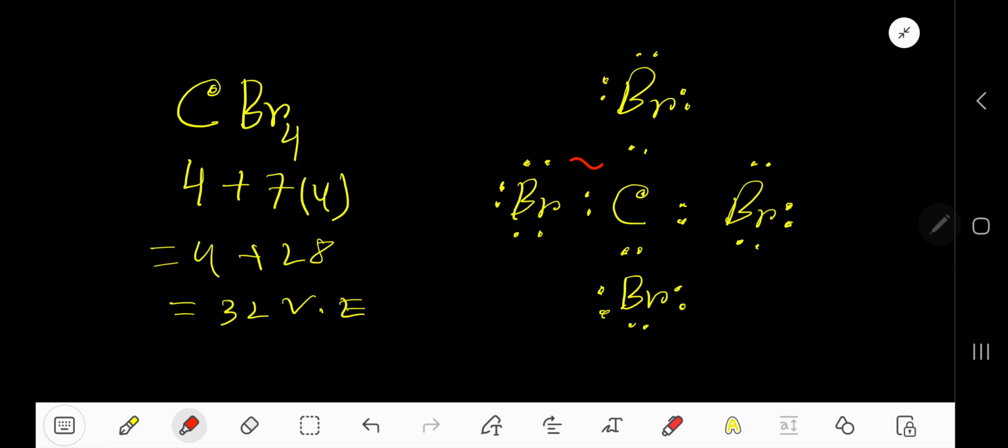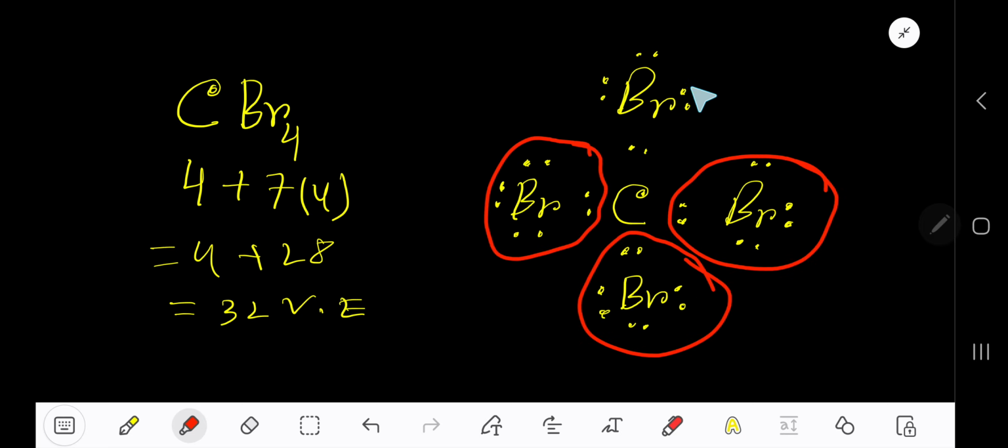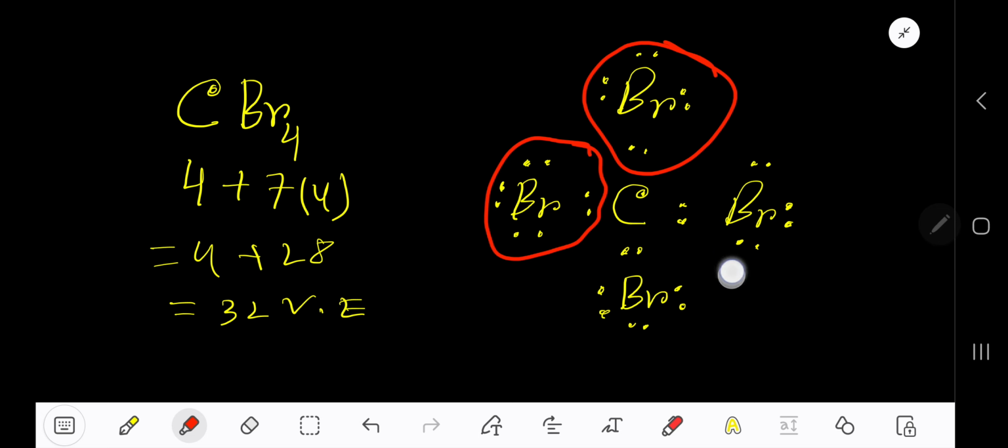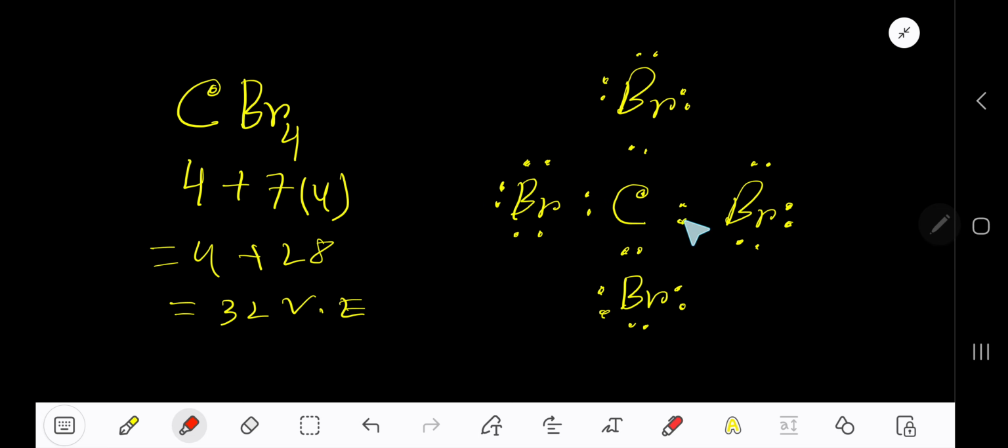Let me check the octet. Octet, octet, octet, octet. Let me check the octet of the central atom. Octet. Carbon is the central atom because it has the highest capacity of making bonds, or it is least electronegative. You can replace each bonding pair by a line or dash. So this is the Lewis dot structure of carbon tetrabromide.